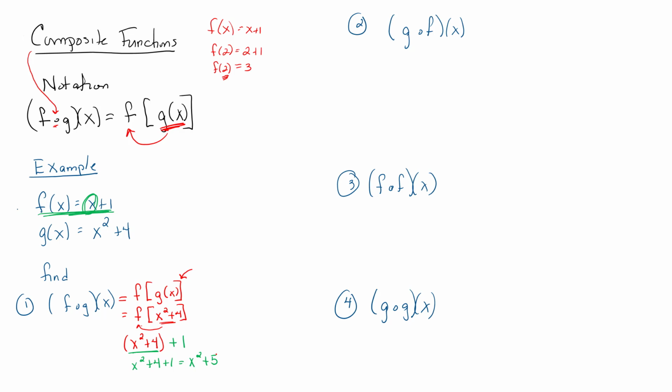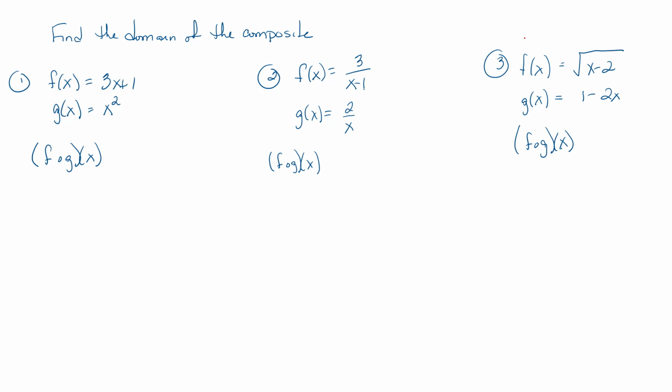Does that make sense? Let's try another one to see how it's working for you. This number 2 says to take G composite F of X. Well, by definition, I take the first function, which in this case is G, of F of X. Whichever function is written first is the one I write on the outside. Whichever is written second is the one that goes on the inside.